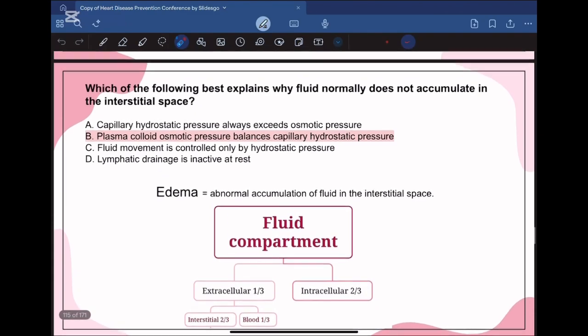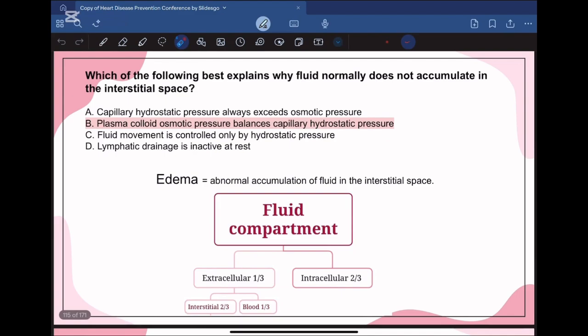If you want to answer this question properly, let's understand the basics, what colloid osmotic pressure is and what capillary hydrostatic pressure is, so we really understand what it means. Going back to the question, which of the following best explains why fluid normally does not accumulate in the interstitial space? Normally we don't have accumulation. If there is any accumulation, it is called edema. Abnormal accumulation of fluid in the interstitial space is called edema. Why don't we normally have edema in our body? Because the plasma colloid osmotic pressure balances the capillary hydrostatic pressure.